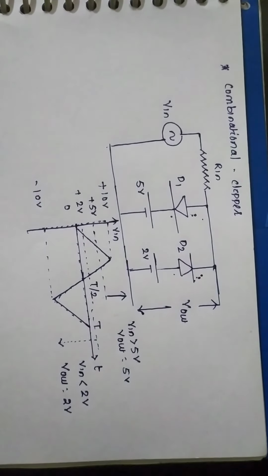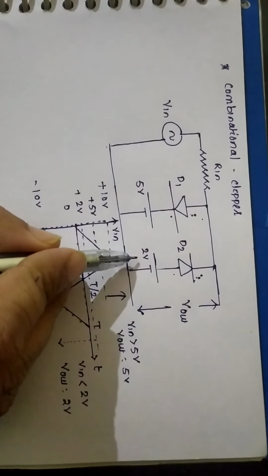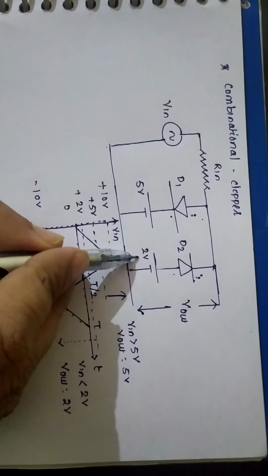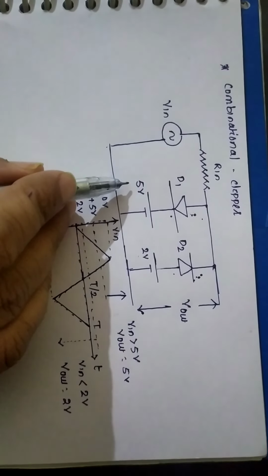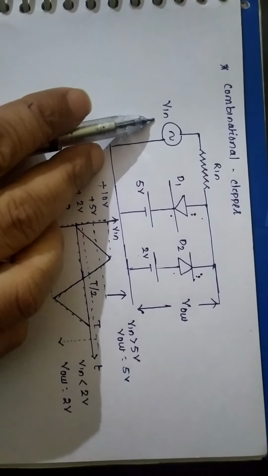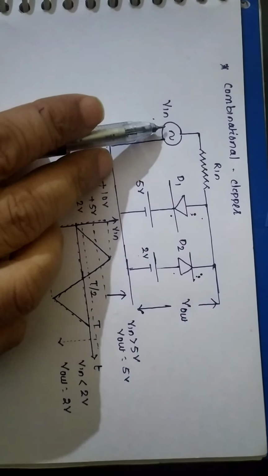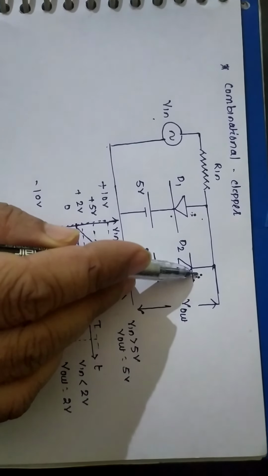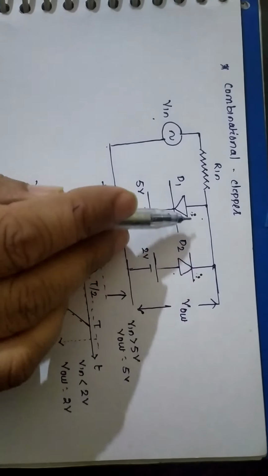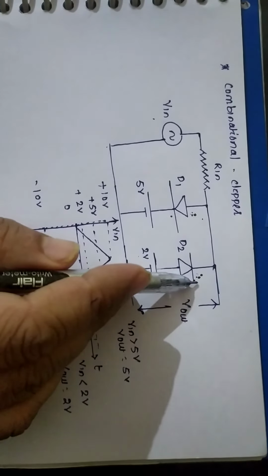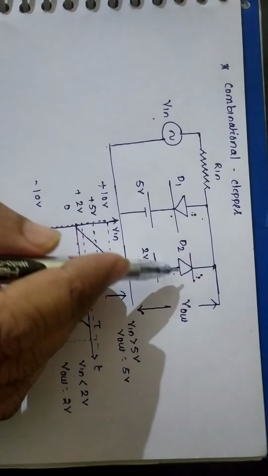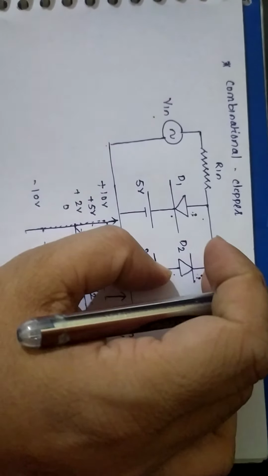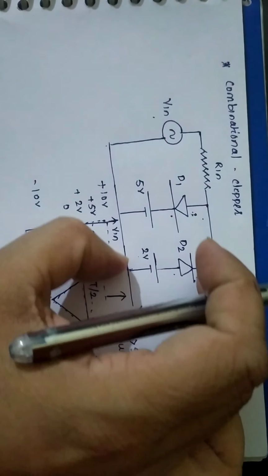Now third condition, if my input is greater than 2 volt and less than 5 volt, for example the input is 3 volt, so 3 volt is going to appear at this point and 3 volt is also going to appear at this point. In that condition D1 is off, D2 also off, right? If both are off, this path is open, this path is open, output is nothing but the voltage across B.